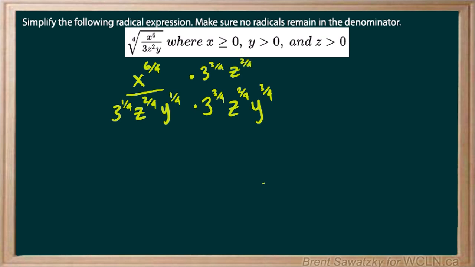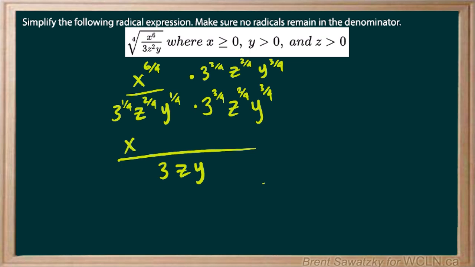Same exact thing. And now we can approach this going to the second step. So on the bottom, we would have 3 to the 4/4, or 1, z to the 1 as well, y to the 1 as well. And then on the top, we can stop and say, okay, let's do everything in terms of fourths, because we're probably going to go back to that fourth root representation with a radical sign. So let's go in terms of fourths.